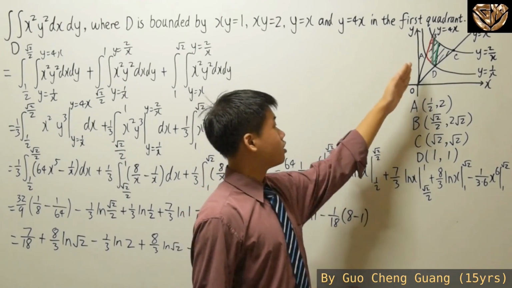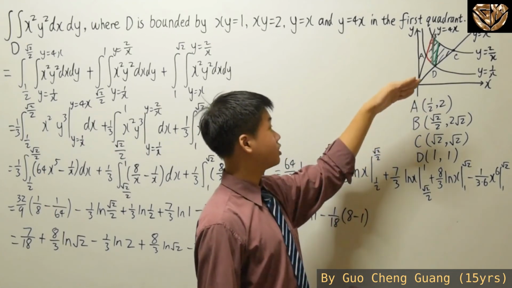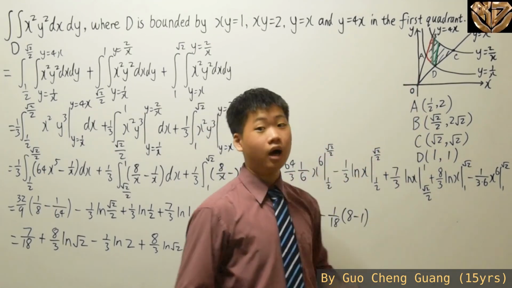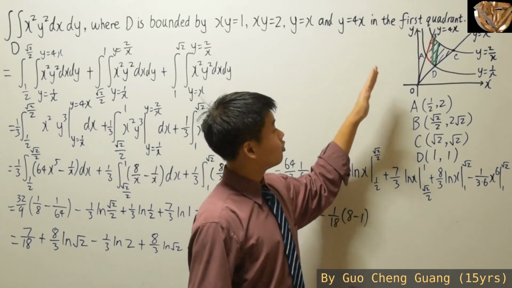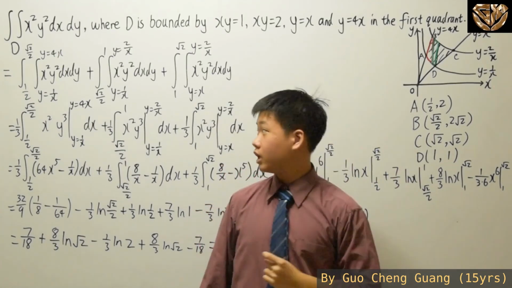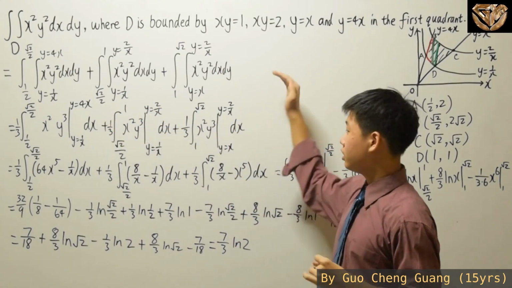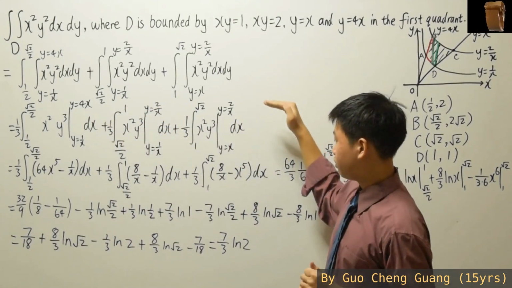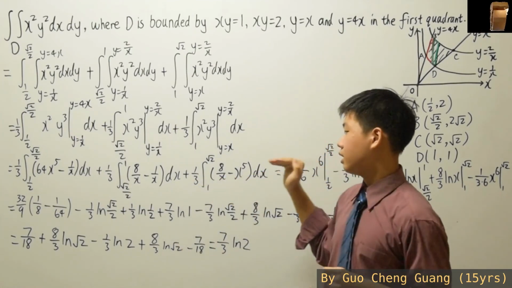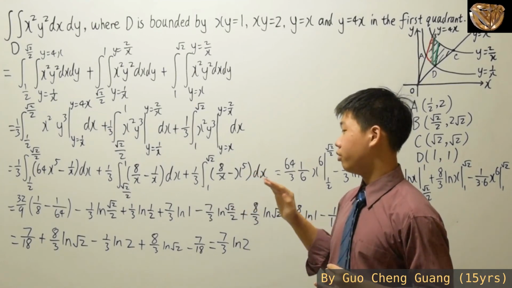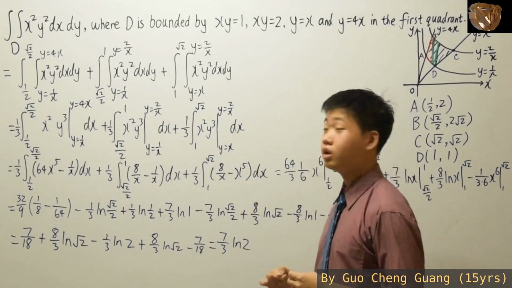Now for these 3 different parts, you have to find the coordinates of all the intersections in order to know how exactly to split it. After you find all of those, you will be able to get these 3 different integrals. With these 3 integrals, you would go through a chain of integrations. Then at last, using a bit of the properties of logarithm, you get the final answer 7 over 3 ln 2.